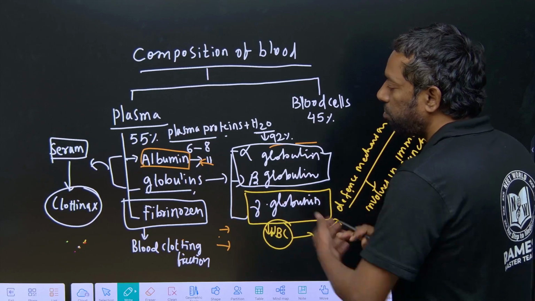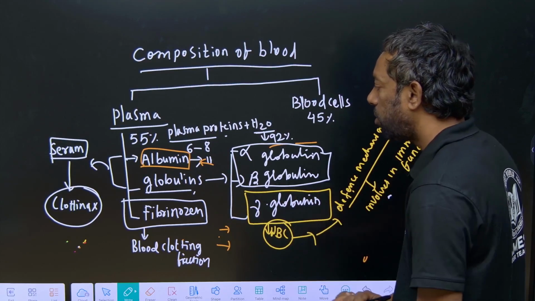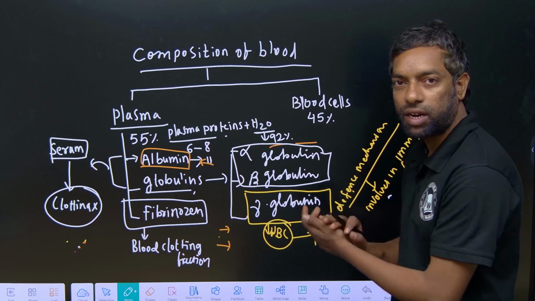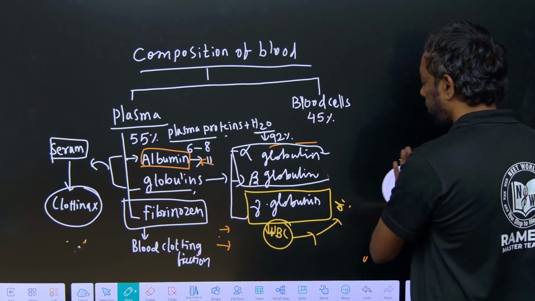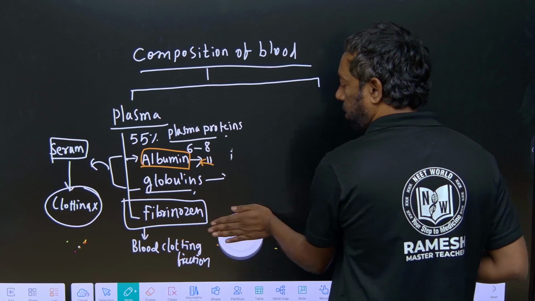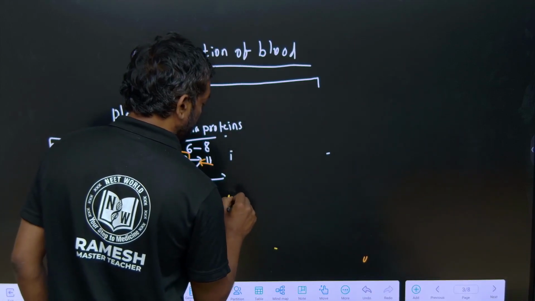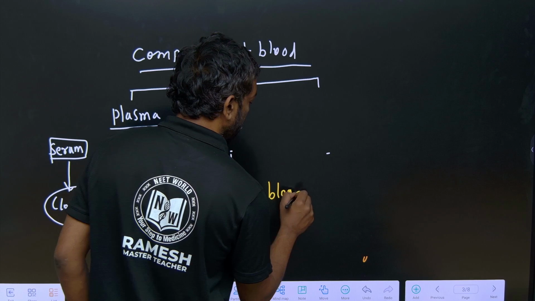Gamma globulins are mainly involved in the immunity function. Okay, this is about globulin. Albumin and globulins are the proteins located in the plasma, and fibrinogen. Fibrinogen is one of the clotting factors, a blood clotting factor.